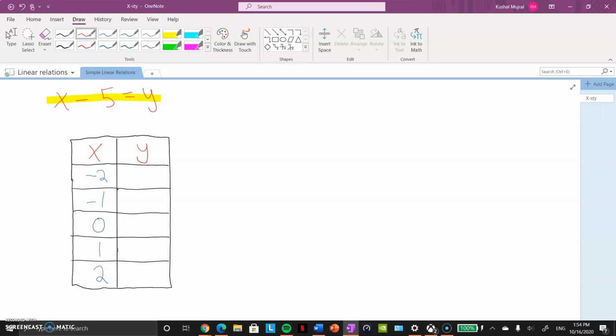So, we're going to take this equation over here. Y equals x minus 5, or x minus 5 equals y. And we're going to plug in first -2. Y equals -2 minus 5, which is -7. Okay, so here we're just going to write -7.